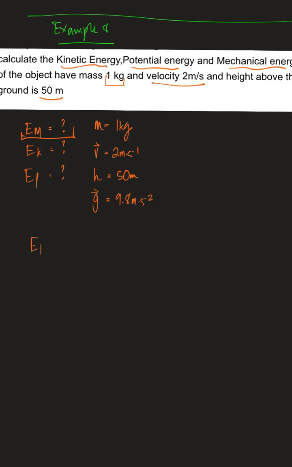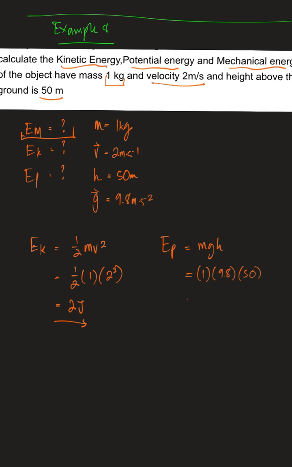All right, so let's start with each situation. Let's do EK. EK is equal to half mv squared. So a half times the mass times the velocity, which is 2 squared, and that's going to give me 2 joules. Then I'm going to do EP, which is equal to mgh, which is going to be 1 times 9.8 times 50. And that's going to give me a total of 490 joules.